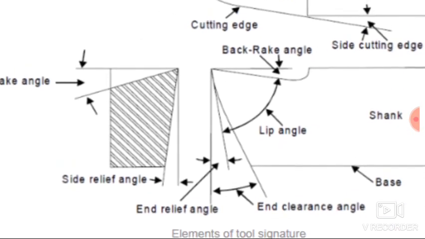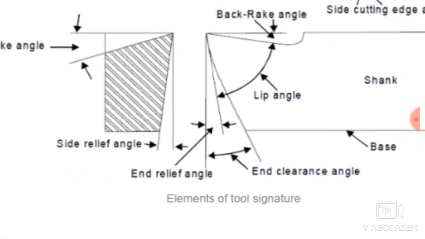Now we will discuss the next angle, that is end relief angle. Okay, so here you can see the end relief angle. The angle in between this line and this line, that is known as end relief angle. So the angle made by the surface immediately below the nose of the cutting tool. Now this point is known as nose of the cutting tool. So the angle made by the surface immediately below the nose of the cutting tool and a line perpendicular to the base of the cutting tool and measured in a plane which is perpendicular to the flank of the cutting tool, that is known as end relief angle.